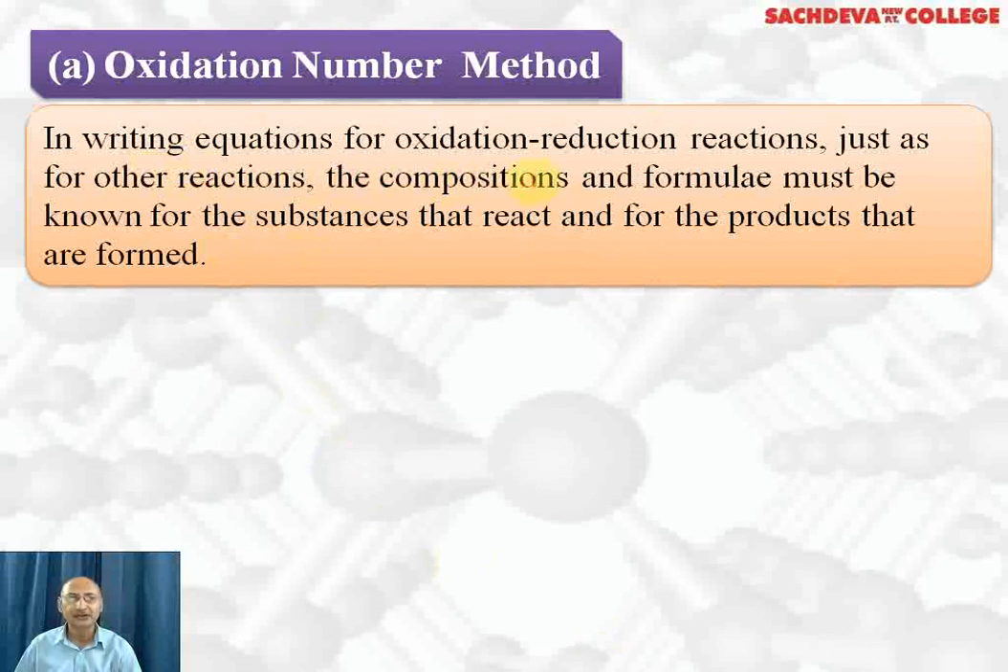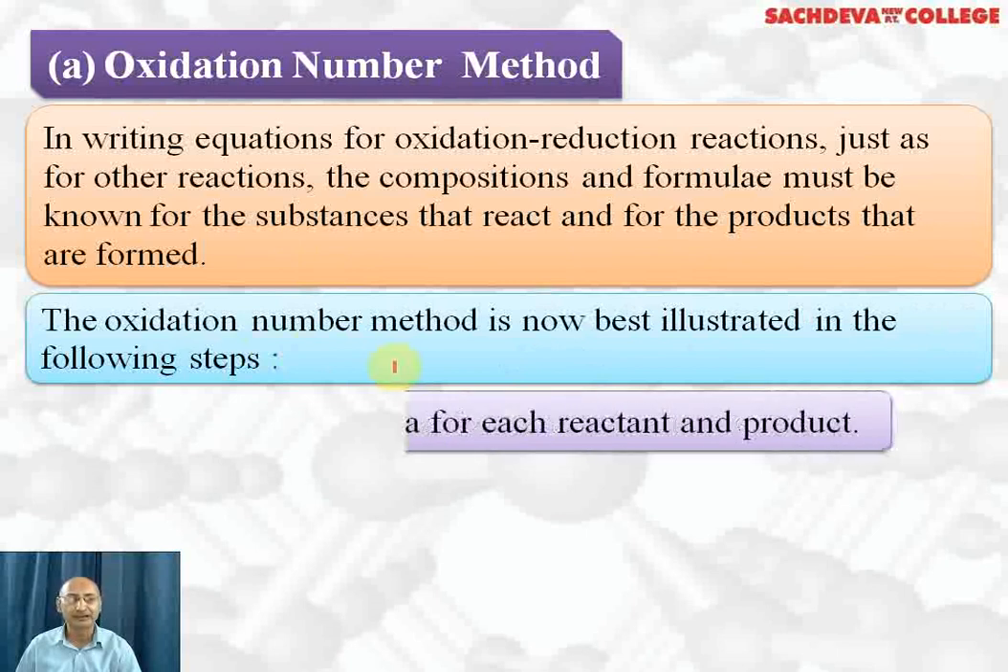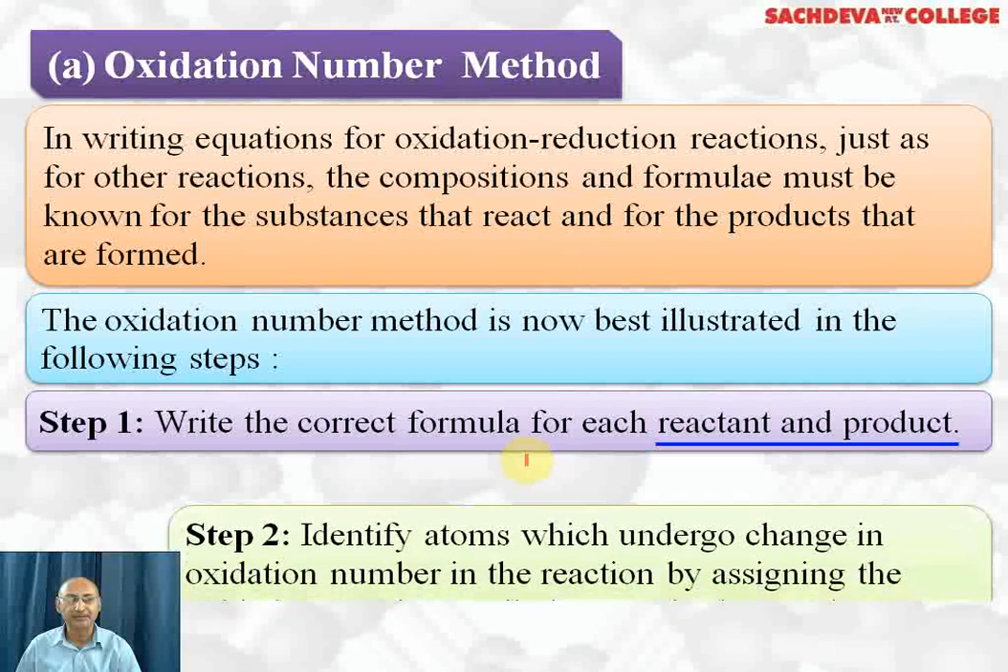In writing the equation for an oxidation reduction reaction, just as for other reactions, the composition and formula must be known for the substances, that is the reactants as well as the products formed. If you have the correct formula of reactants and products, we can balance the equation. If the formula of reactants or products is wrong, it is sometimes not possible to balance the equation. The oxidation number method is best illustrated in the following steps. The first step is to write the correct formula of each reactant and product.